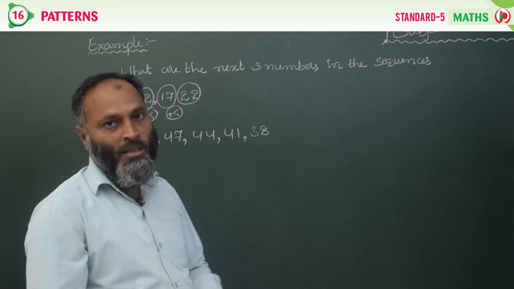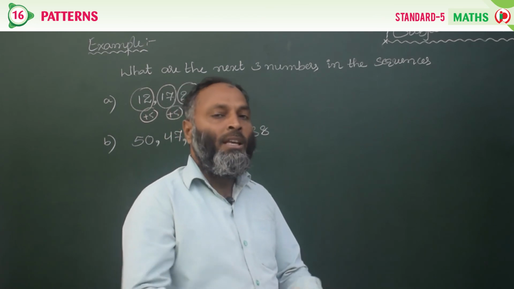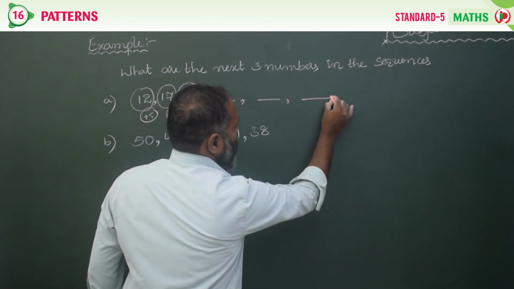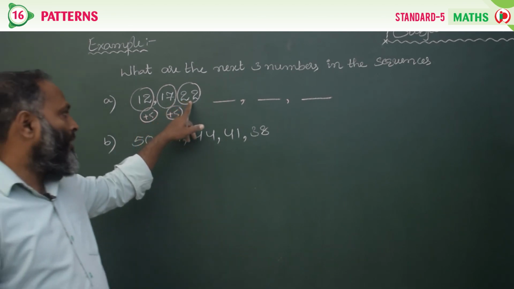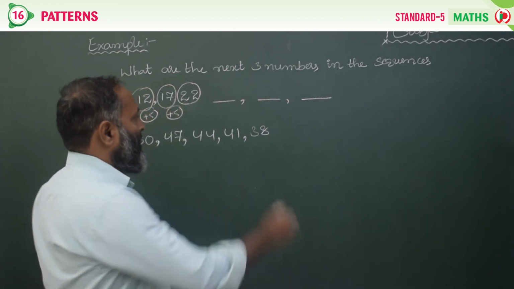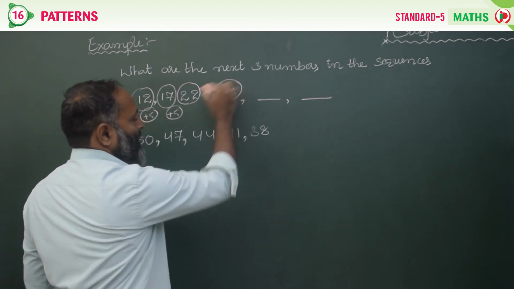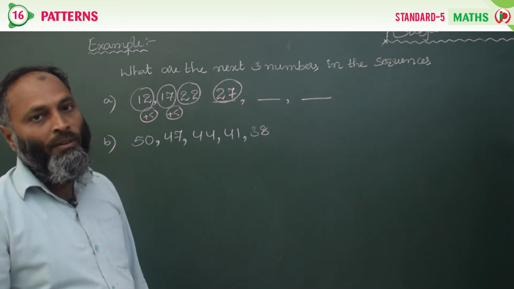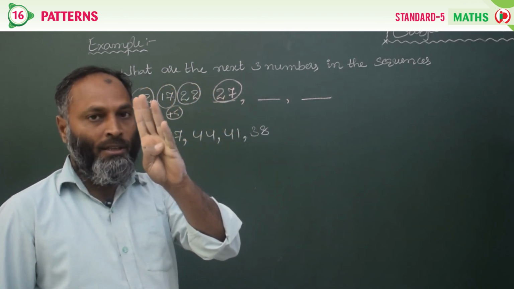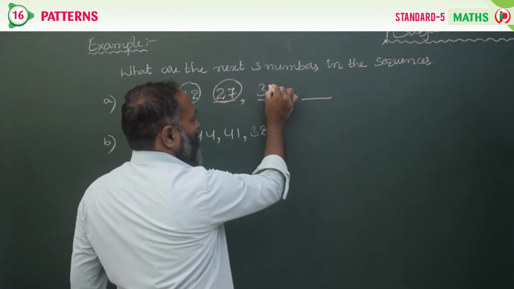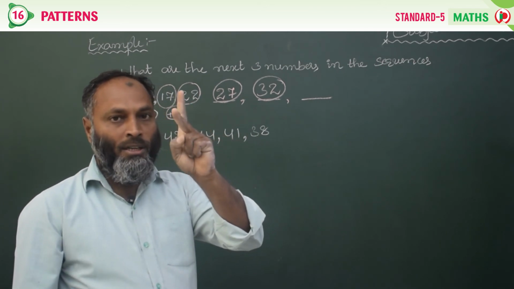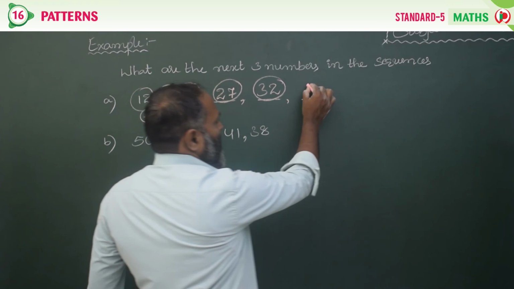What is the sequence? In the sequence we should add plus 5, plus 5, plus 5, then you will get the next consecutive term. So what are the next three consecutive terms? According to the sequence, we should add 5 to this 22: 23, 24, 25, 26, 27. The next number is 27. Again, for the next consecutive term, add 5 to 27: 28, 29, 30, 31, 32. The next number is 32. Again we should add 5 to this 32: 33, 34, 35, 36, 37. The next one is 37.